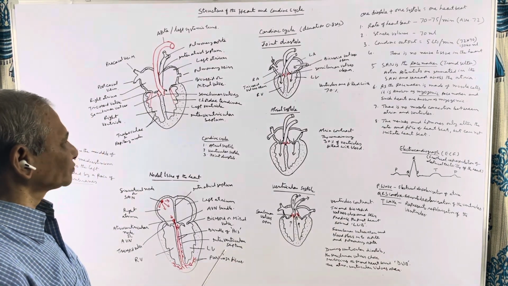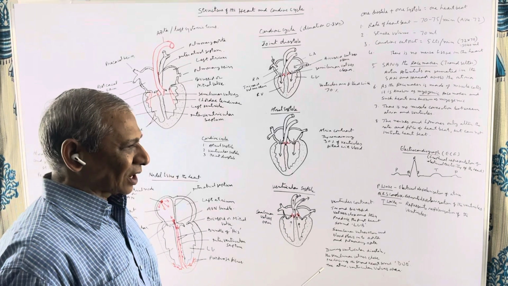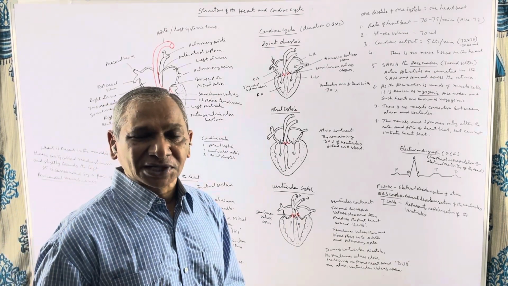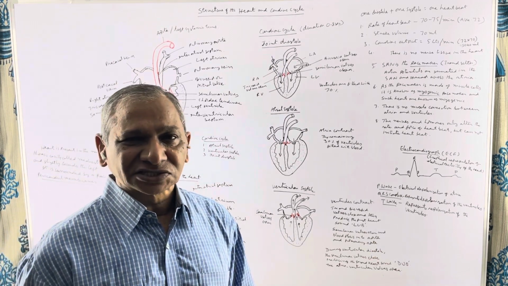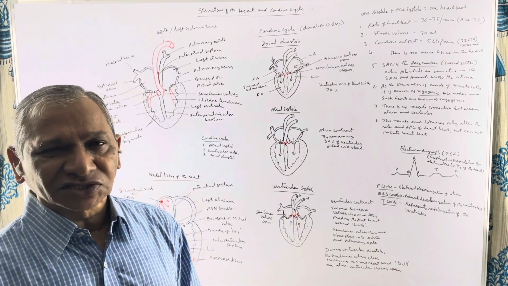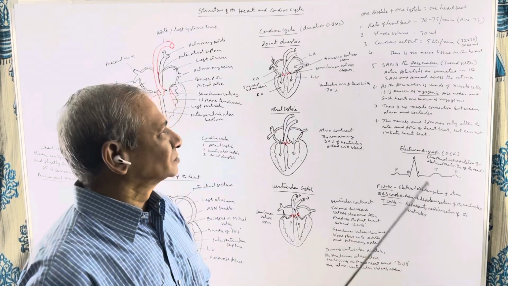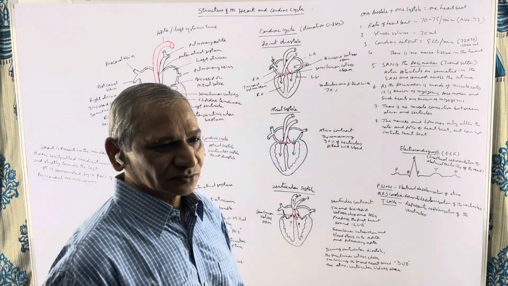Then, the heartbeat. Our heart beats 70 to 75 times per minute. That means, on the average, our heart beats 72 times. One heartbeat consists of one diastole and one systole. So, one diastole and one systole constitutes one heartbeat.